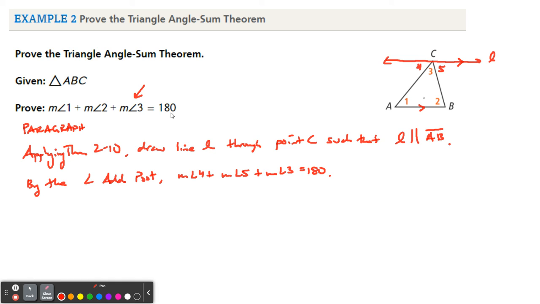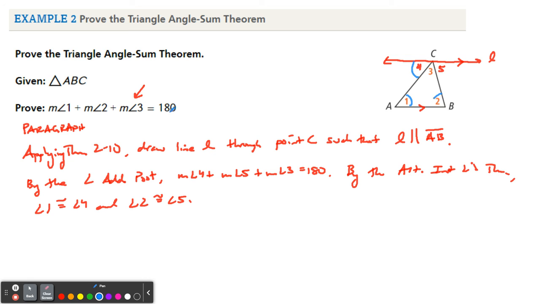And now, since we brought up parallel lines from lessons 1 and 2 of this topic, we can use the alternate interior angles theorem. So step 3, by the alternate interior angles theorem, we should know that angle 1 is congruent to angle 4, and angle 2 is congruent to angle 5. In this picture here, we have parallel lines cut by transversals AC and BC. Angle 1 and angle 4 are congruent. Angle 2 and angle 5 are congruent.